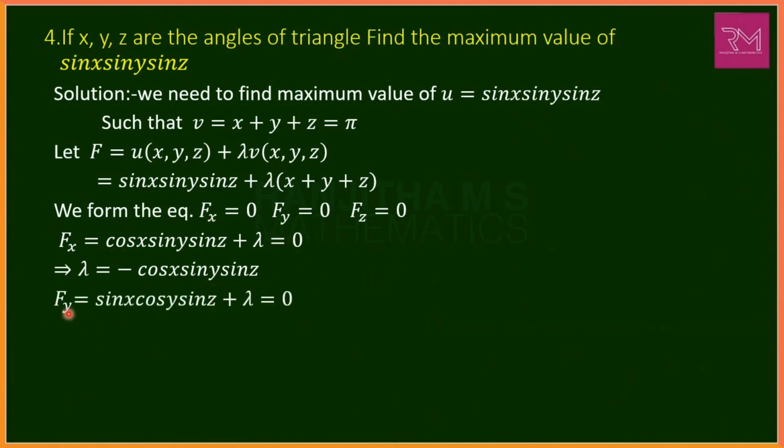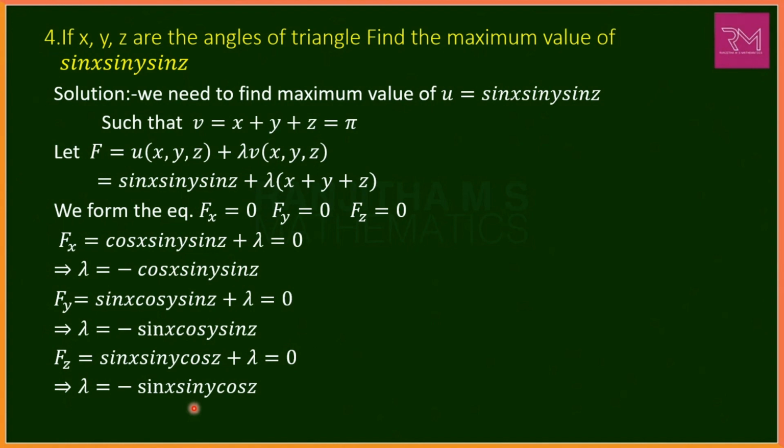In a similar way, fy: here sin x and sin z are constant, hence we get sin x into cos y into sin z plus lambda into differentiation of y, which is 1, equal to 0. Hence we get lambda as minus sin x cos y sin z. Similarly, fz: here sin x and sin y are constant, into differentiation of sin z, which is cos z, plus lambda into differentiation of z, which is 1, equal to 0. Hence we get lambda as minus sin x into sin y into cos z. These three are our values of lambda.